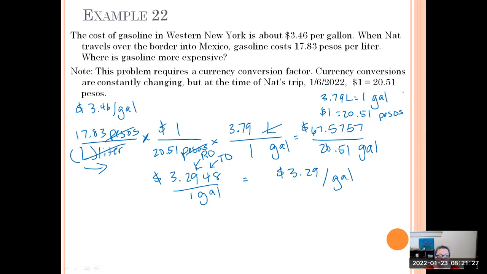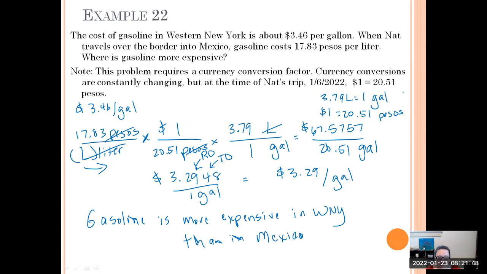All right, now we can answer the question. Where is gasoline more expensive? Gasoline is more expensive in Western New York than in Mexico. Because it's $3.46 a gallon, and in Mexico it's $3.29 a gallon. So definitely more expensive in Western New York.